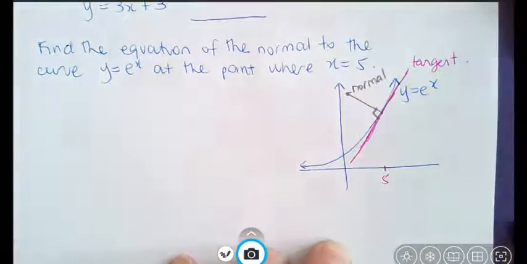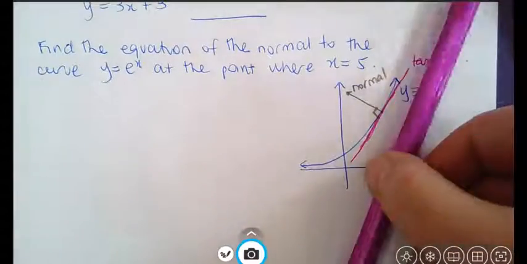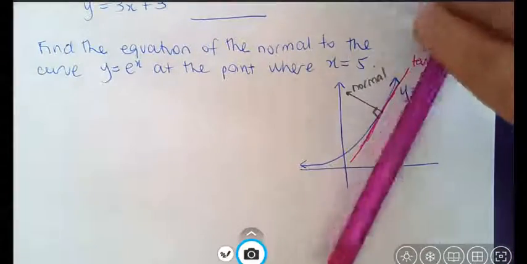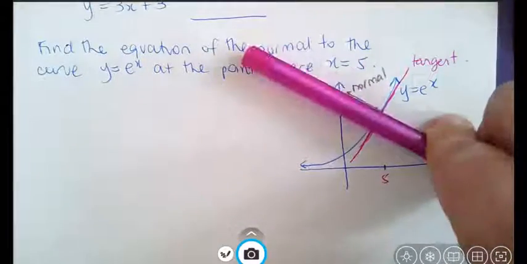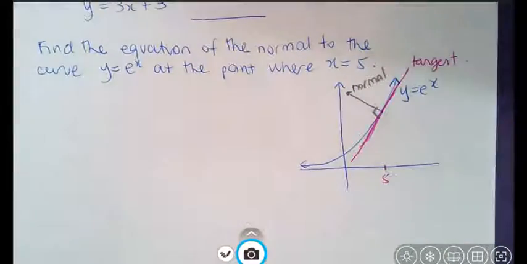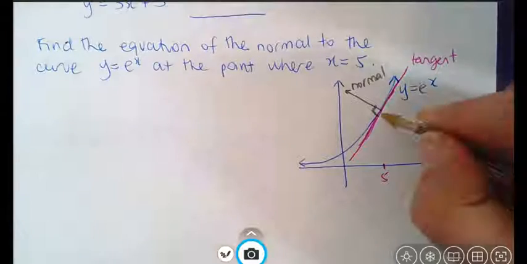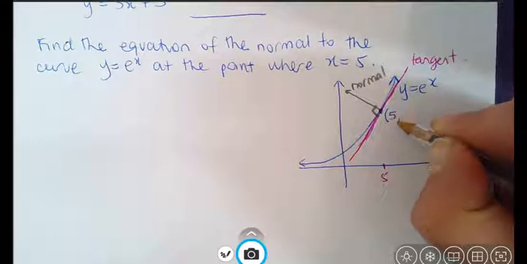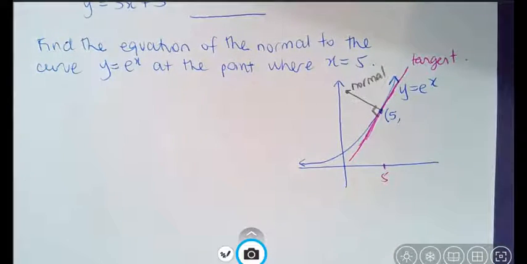So what we just did in the question above was the equation of the tangent. Now we're doing the equation of the normal. So, how do we do that? First, we almost know the point. We've got 5, something. We're going to have to work out what the point is. So we'll do that in a sec.